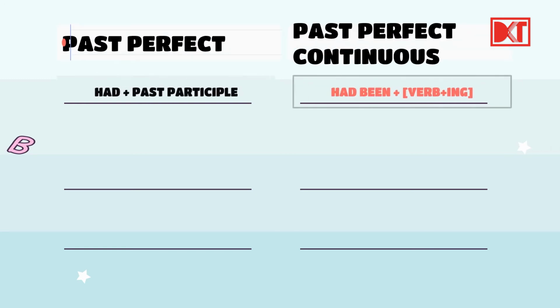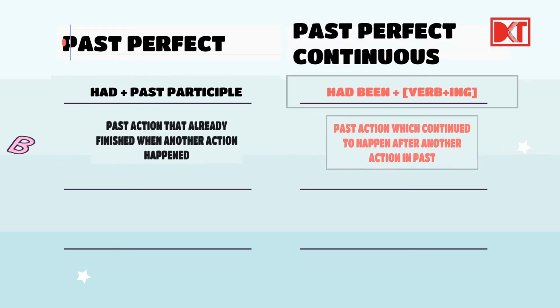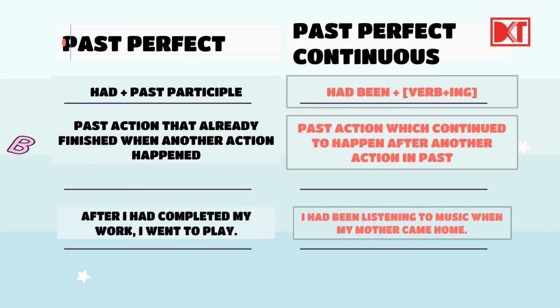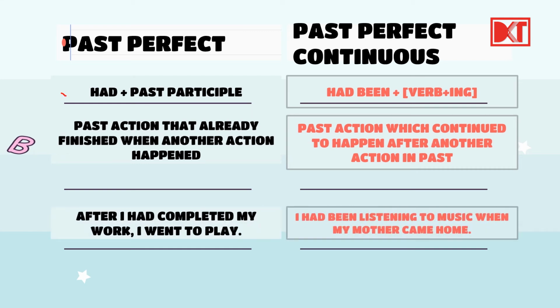Okay, so now we have past perfect and past perfect continuous. Past perfect is formed with had plus the past participle. Past participle is what? V3. And past perfect continuous is formed with had been plus the verb plus ing. Because whenever there's continuous, you have to put in verb plus ing, be it continuous or perfect continuous in any of the forms, present, past, or future.